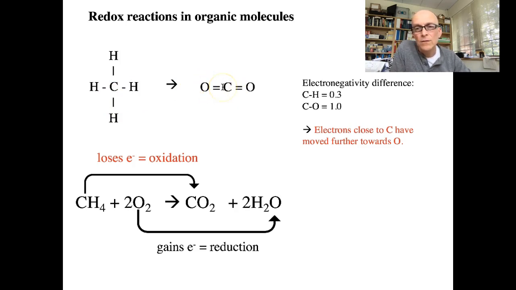Carbon or oxygen? Well, it's oxygen, right? Oxygen is further on the right in the periodic chart. Not very far, but it is a little bit further over to the right. So the electrons are moving towards the oxygen. And that means, if you calculate the difference, this now has become a more polar bond. That means the electrons have moved away from the carbon. And that means the carbon has lost some electrons.